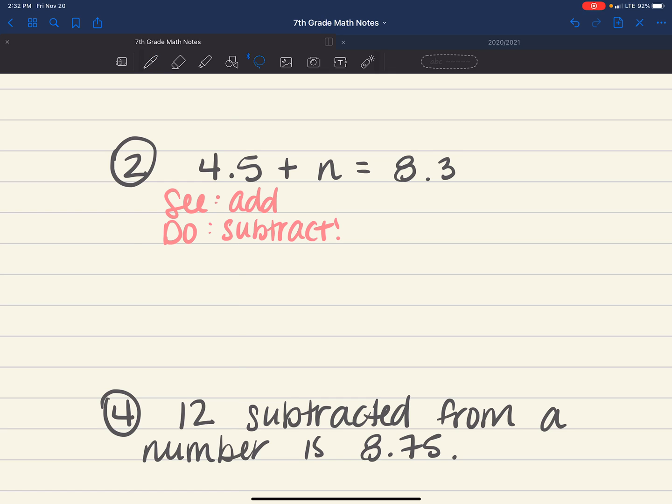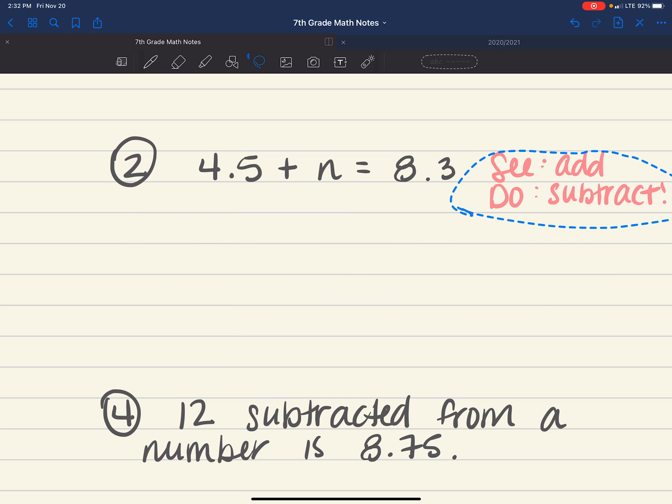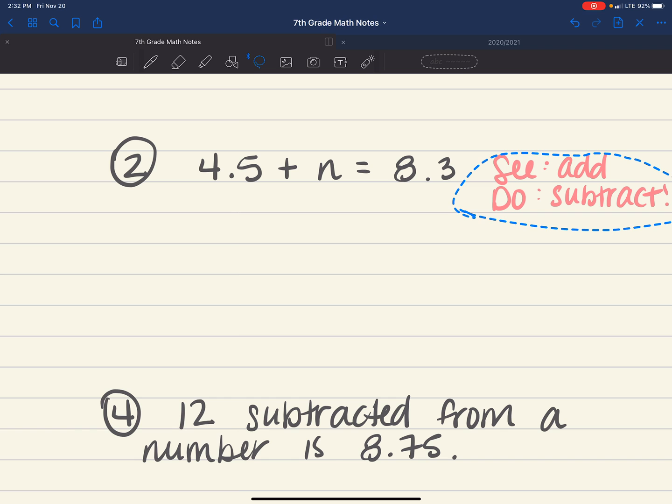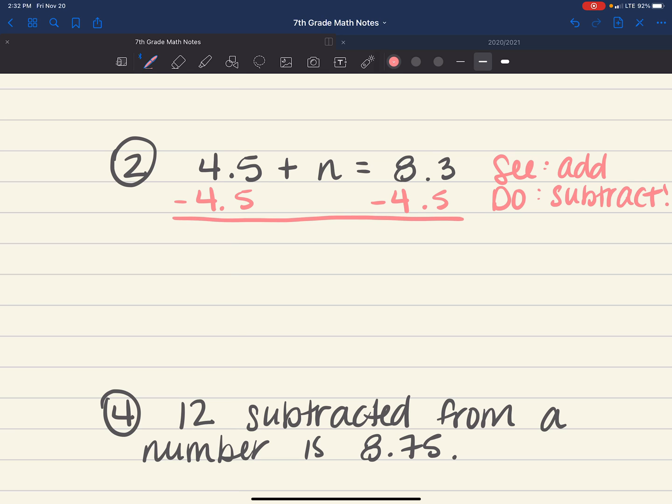Subtract. And I'm actually going to start writing this off to the side, so I have some room to work it out here. Yeah, iPad's pretty cool, guys. Okay, so I'm going to subtract from both sides. So 4.5 minus 4.5 and 8.3 minus 4.5. So we see how this cancels out. I'm going to bring down this n. And now I'm going to do some subtraction. So 3 minus 5, I can't do that, so I have to borrow.